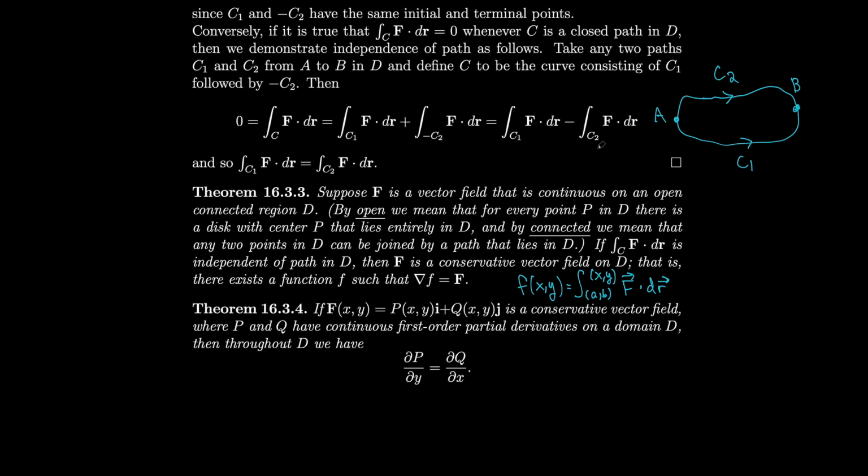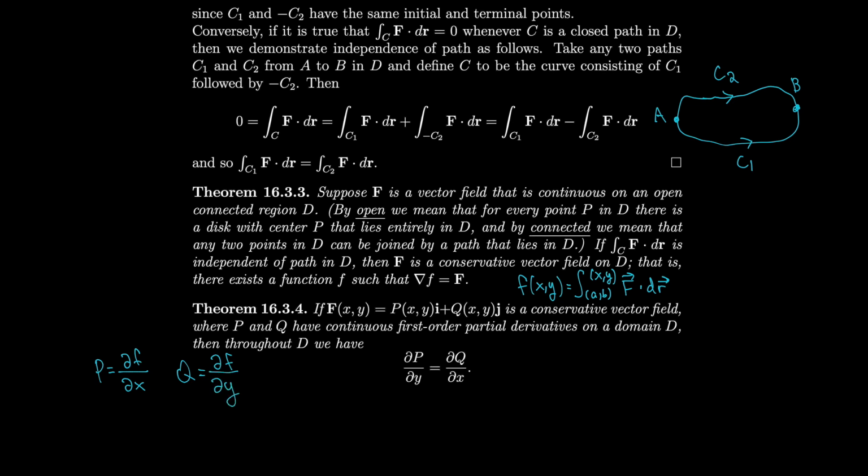If we have a conservative vector field, then that means that F must be the gradient of some other potential function. So that means that these guys must be partial derivatives of some other potential function, because these are the components. So that means that P must be equal to the partial derivative of f with respect to x for some potential function f, and Q must similarly be the partial derivative of f with respect to y.